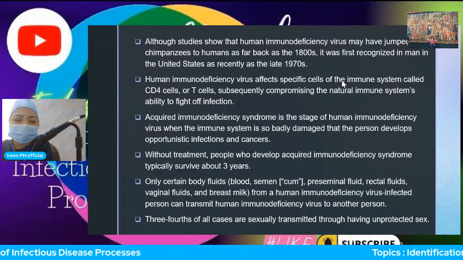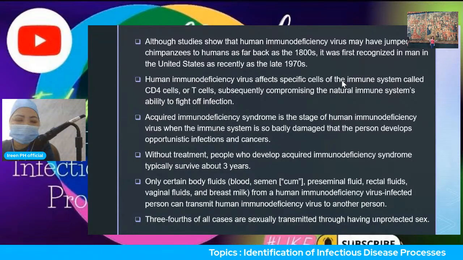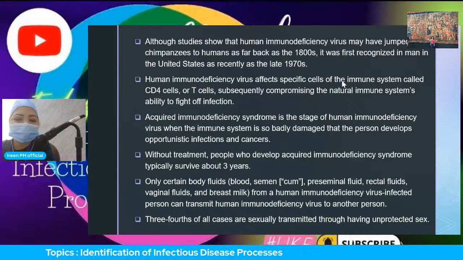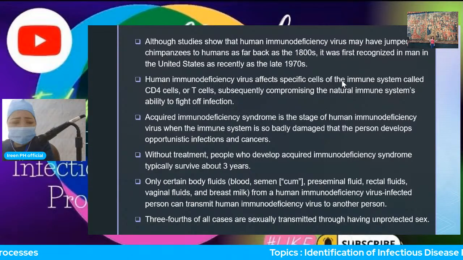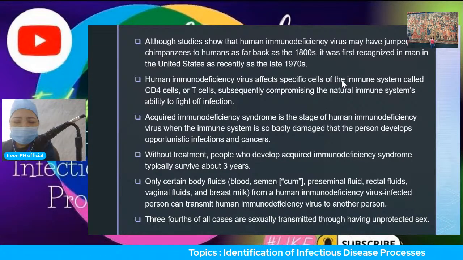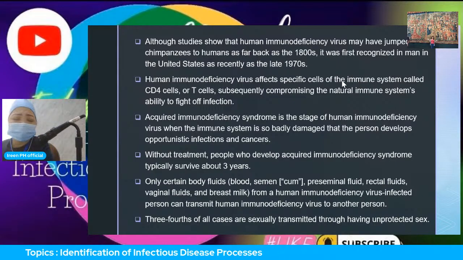Acquired immune deficiency syndrome is the stage of human immunodeficiency virus when the immune system is so badly damaged that the person develops opportunistic infections and cancers. Without treatment, people who develop acquired immunodeficiency syndrome typically survive about 3 years.